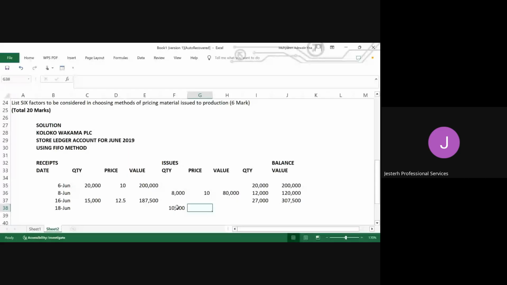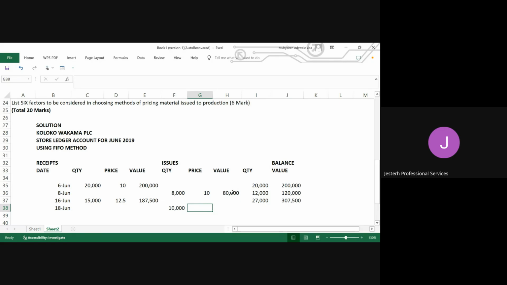Now, first thing first, I'll say we need to exhaust what we have in the store before, even though we continue buying. But those old stock, we need to issue them out before we now continue to consider the new one. Now, the question here is, which material do we still have in store? Remember, on the 6th, we purchased 20. On the 8th, we issue out 8,000. It means from our old stock, we still have 12,000 quantity of the old stock.